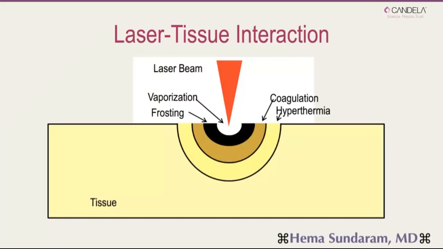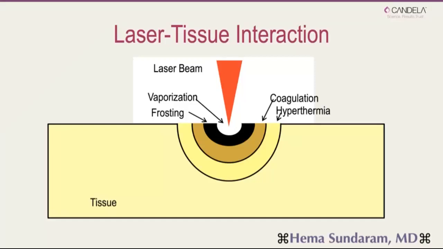Here we can see that visually depicted. You see the red of the laser beam. We see the vaporization in the immediate zone being targeted with that chromophore of water. Then we see a frosting on the surface of the skin, which tells us where the laser is acting on the surface of the skin, and we'll see that in a photo clinically in a few minutes.